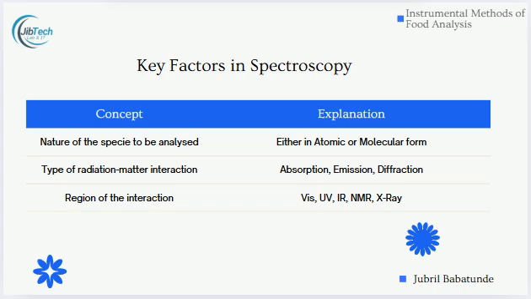All right, so we also have the type of radiation matter interaction. So the type of radiation matter interaction here would mean, what is the interaction between the light and the matter, is it an absorption process that is taking place, or an emission process, or a diffraction process? All right, so these are also very, very important.